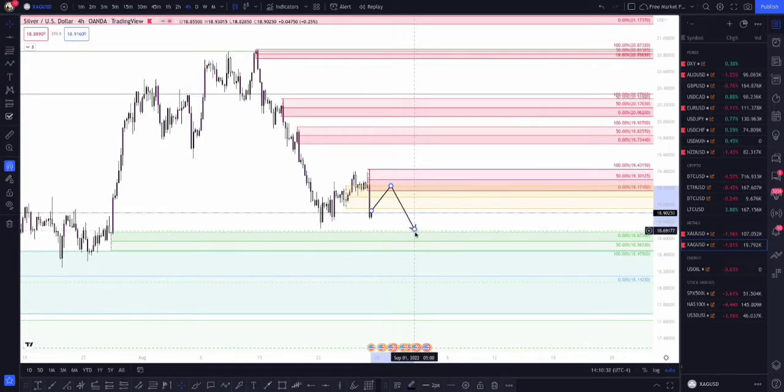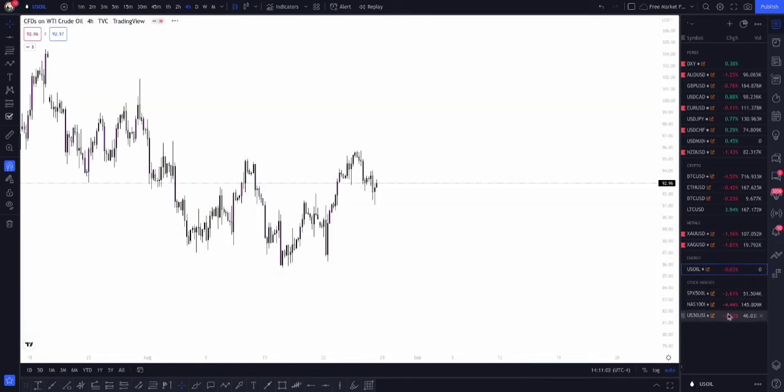Now, it may go a little further up, but I'm just looking at the fact that this turncoat demand is respected and it doesn't go past that. But either way, looking for price to come up into any 4-hour supply for us to take it to the downside. All right, U.S. oil, we had more long positions reported.